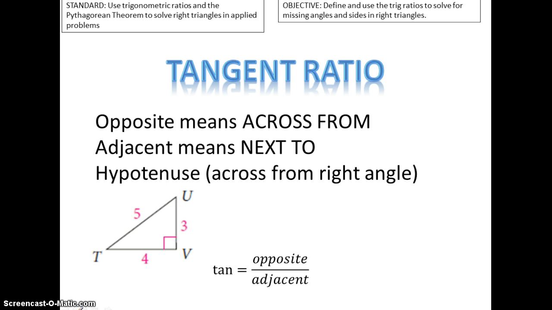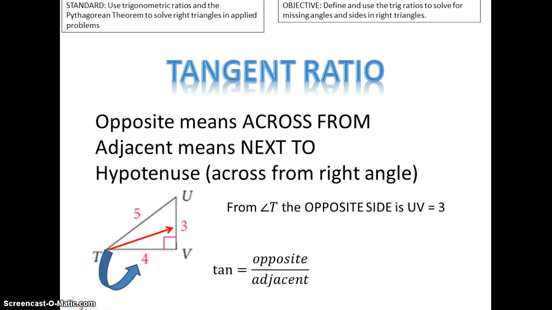Let's take a look at it again, only this time use the reference angle of angle T. Across from T, opposite of T, is UV, and UV is equal to 3. And the adjacent side to angle T is TV, and that is equal to 4. So the tangent of T is 3 over 4. Notice the relationship. The tangent of U is 4 over 3. The tangent of T is 3 over 4. They're reciprocals. That's an important thing to remember.